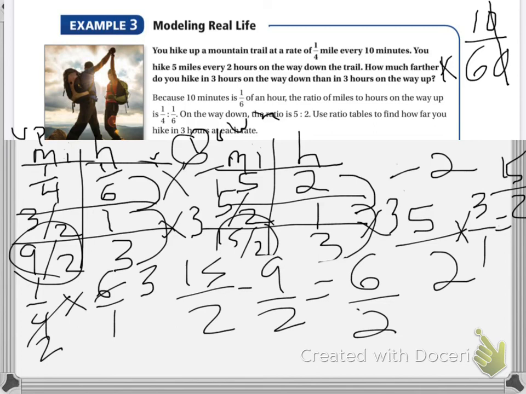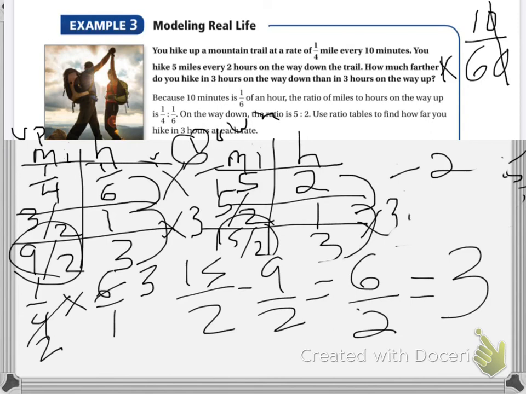And then 6 over 2, let me get rid of this right here so I've got room to show my answer, equals 3. So if I look at my question, how much farther do you hike in 3 hours on the way down than on the way up? It's 3 miles would be our final answer there.